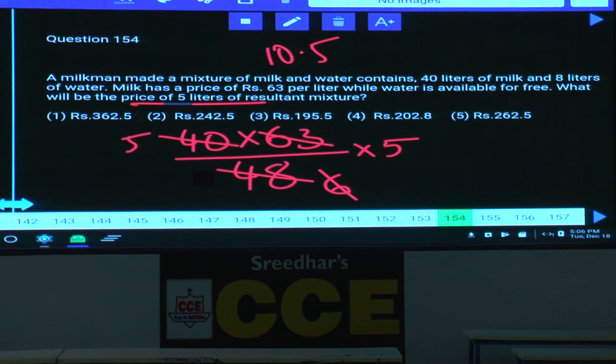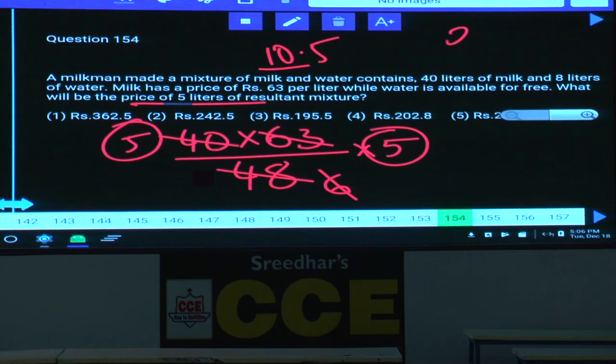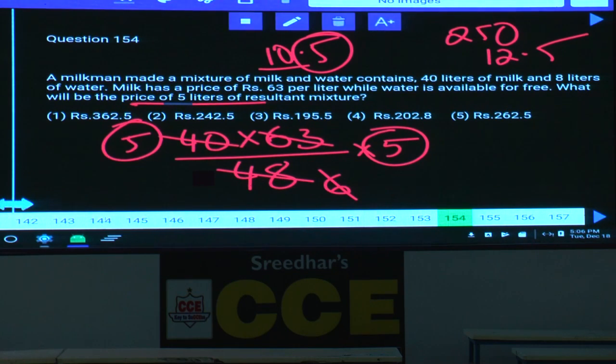5 into 5. 25, 10 times, 2, 50. 25 halves, 12 and a half. Total 262 and a half. Last option.